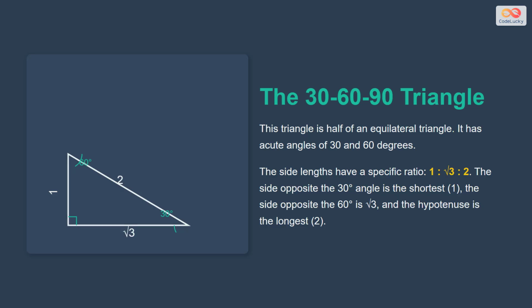Next is the 30, 60, 90 triangle. This triangle is actually half of an equilateral triangle. Its angles are 30, 60, and 90 degrees. The ratio of its side lengths is 1:√3:2. It's helpful to remember that the shortest side is opposite the smallest angle. So, the side opposite the 30-degree angle is 1, the side opposite the 60-degree angle is √3, and the hypotenuse, which is opposite the 90-degree angle, is 2.